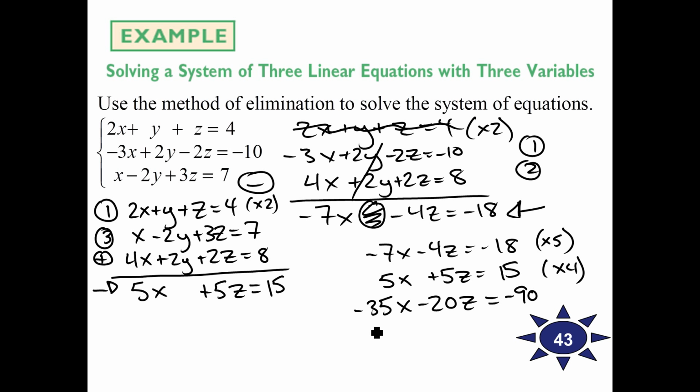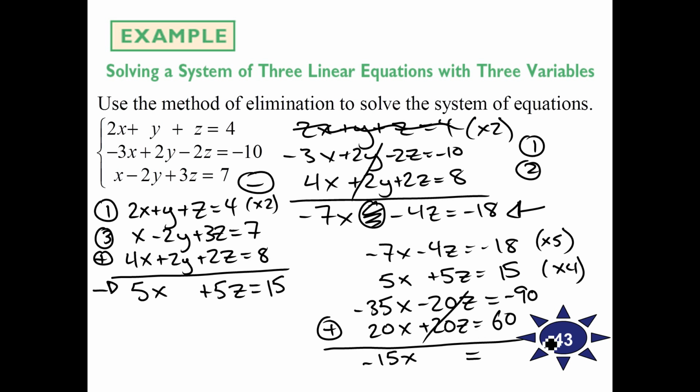And then we'll have 20x plus 20z equal to 15 times 4 is 60. And we need to add these together to get the z's to cancel out. So we will have negative 15x equal to, z's are gone, add those together, negative 30. x is, oh, now we're getting somewhere, x is 2. All right, let's go back in and plug this in somewhere to get a z.